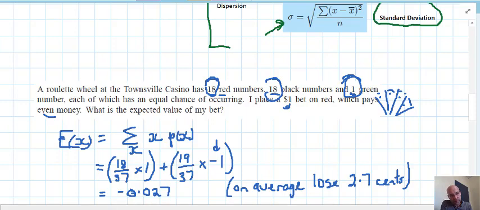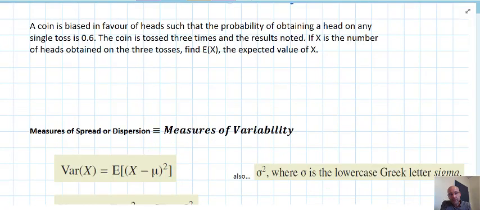And so if you crunch those numbers, you get an expected value of -0.027. So on average, I will lose 2.7 cents in the long run. Let's look at another example with expected value.